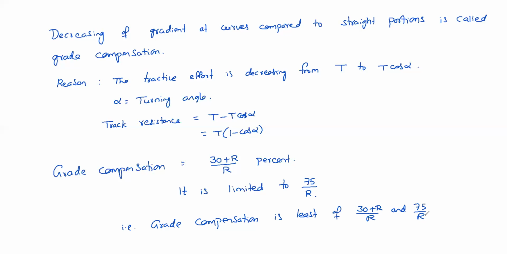And the code provides one more thing. Grade compensation is required only for grades more than 4%. Only if the limiting gradient is less than 4%, then grade compensation is not required. So if it is more than or equal to 4%, then only we need to provide grade compensation.